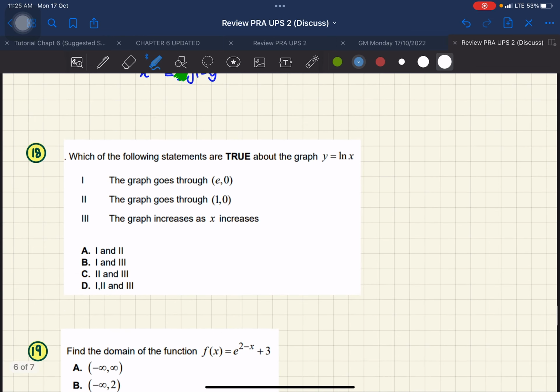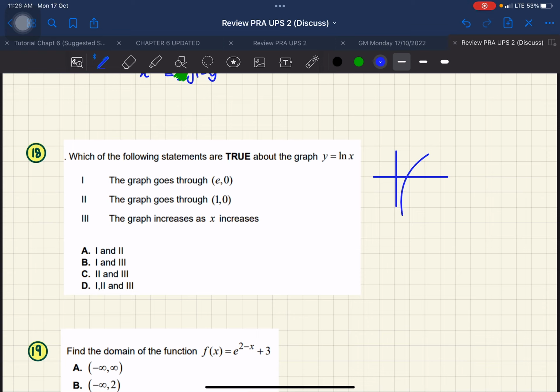So number 18. Which of the following statements are true about the graph y equals to ln x? Okay, so ln x punya graph. Okay, so this is a technique yang saya ingat. Let's say kalau tiba-tiba saya confused dengan graph ln ataupun exponential. So kalau ln, dia bentuk dia macam L. So dia L dia ke bawah, panjang macam tu.